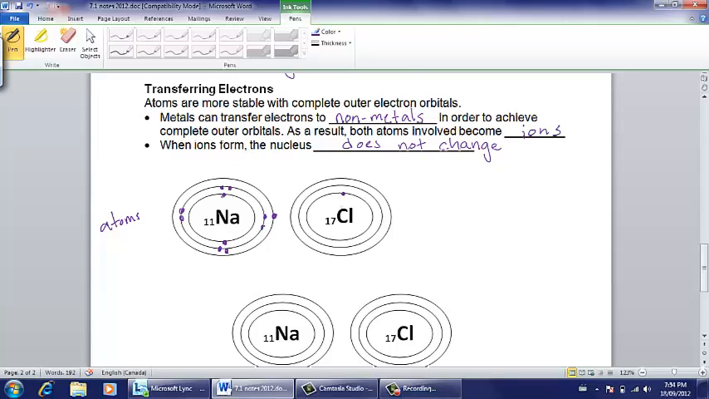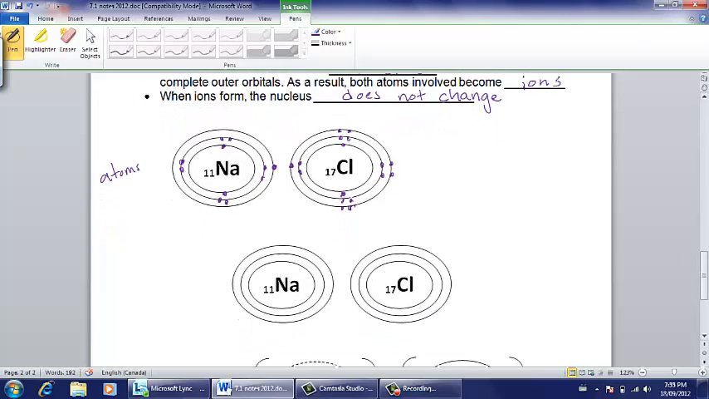Chlorine is 17. So first 2 shells are full. That'll bring us to 10. Draw this in really quick. And then in its third shell, we need to put 7 more. So really it is just missing 1. This works out nicely. Sodium has 1 extra. Chlorine is looking to gain 1.